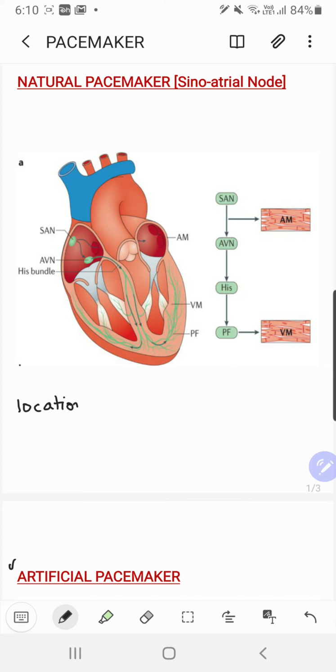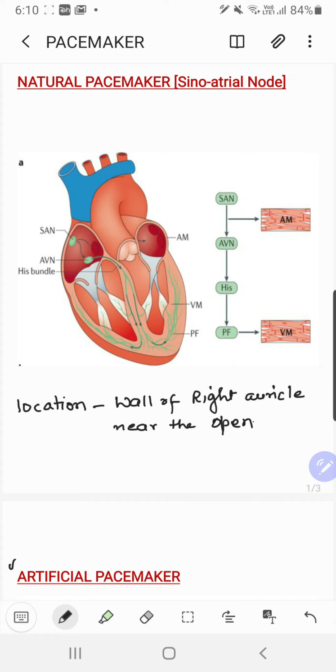Whenever the location of pacemaker is asked, always write that it is the wall of right auricle near the opening of vena cava, right? And then I have always suggested you to draw the diagram along with.